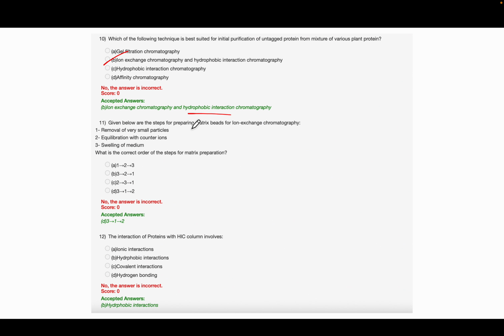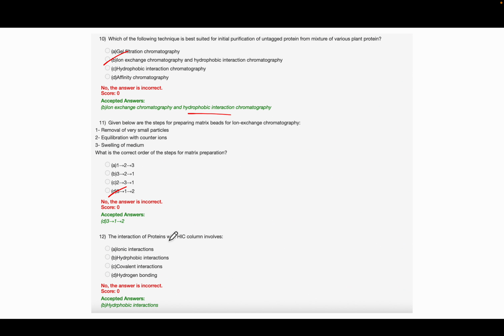Given below are the steps for preparing matrix beds for ion exchange chromatography: 1. Removal of very small particles, 2. Equilibration with counter ions, 3. Swelling of medium. What is the correct order? You have to first swell the media, then remove very small particles, and then do equilibration with counter ions. That is 3-1-2.